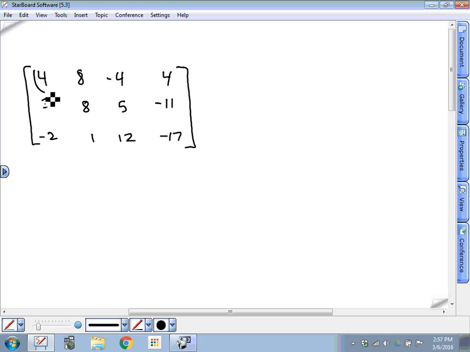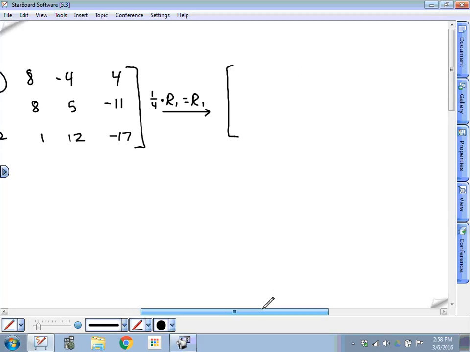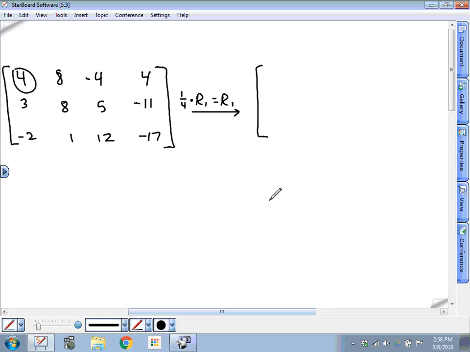So the first problem is this 4 right here. It's not a 1. Anytime you're trying to create a 1 out of a number, the easiest thing to do will be to multiply it by the reciprocal of that number. So the reciprocal of 4 is 1/4. So I need to take 1/4 times row 1. That's going to replace all the entries just in row 1. So the new entries in row 1 become 1, 2, -1, and 1.